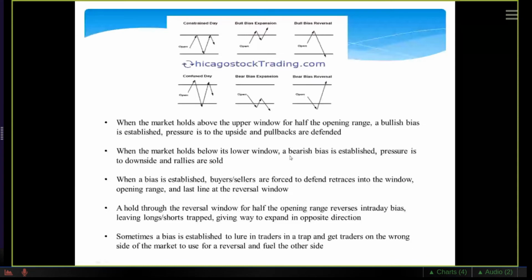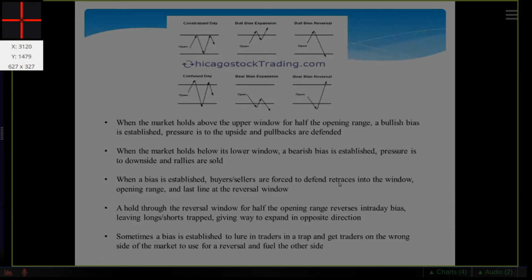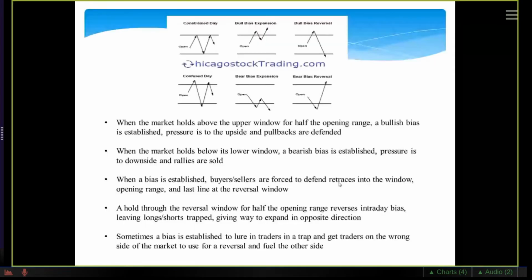Today we have a strong bear bias. We're seeing all the rallies get sold into. When the bias is established, buyers and sellers are forced to defend retracements into the window and into the opening range. And the last line is the reversal window. So think of it like a race or a start. The market starts at the opening range.